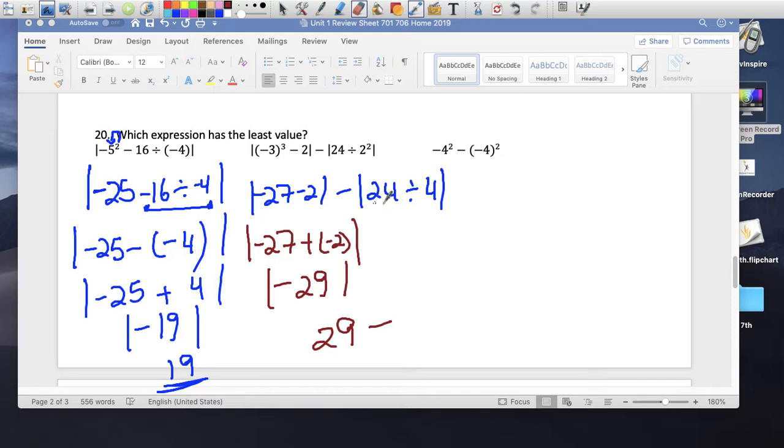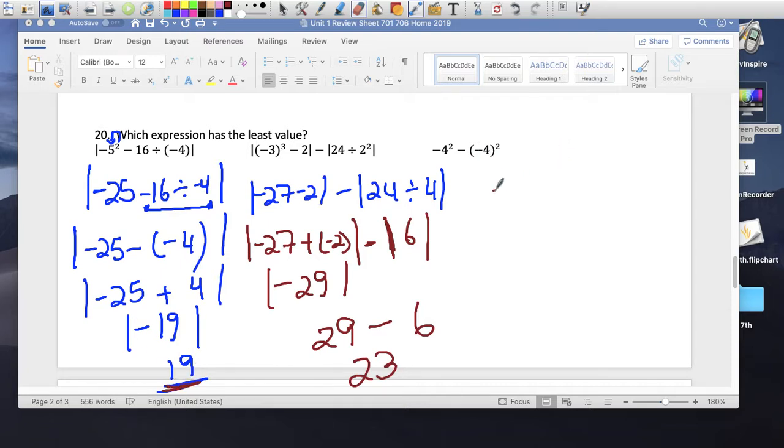Minus, on the other side, I have absolute value of 24 divided by 4. 24 divided by 4 is 6. What's the absolute value of 6? It's just 6. And then 29 minus 6 gives me 23. So that whole second part is 23. I want the least value, so this one is winning so far.